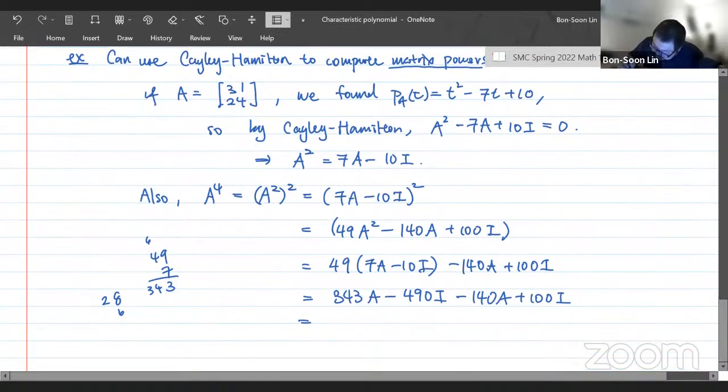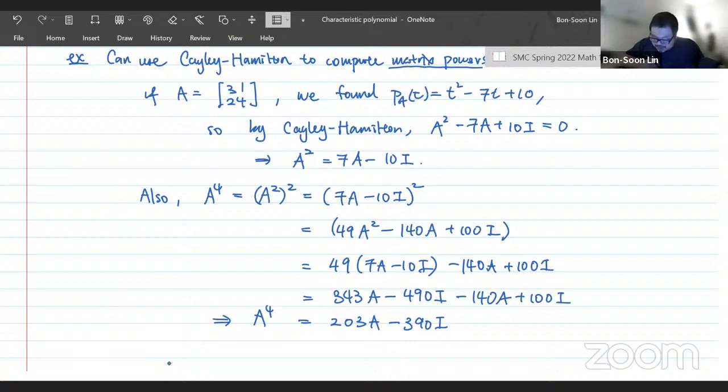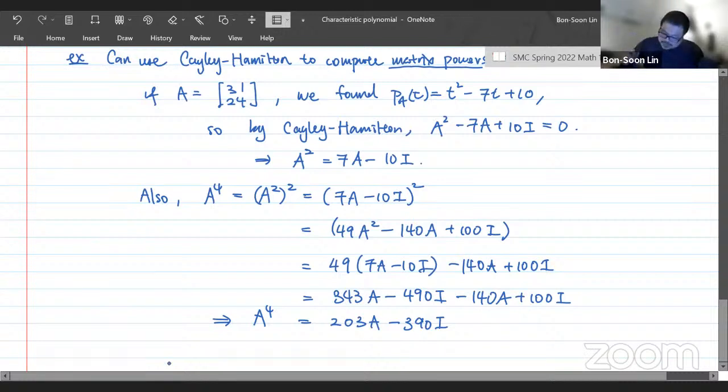Okay, let's see what we get. I have to do some subtraction here. So 343A minus 140A is 203A, and then combining the identity terms, we get minus 390I. Well, there we go. This is saying that A to the 4th itself is also a linear combination of A and I, and here it is. Which is kind of curious, and we might not even believe that this is true, but I'll leave you to verify this. Perhaps I did it right, perhaps I did it wrong, but check this. So this is kind of neat, right?